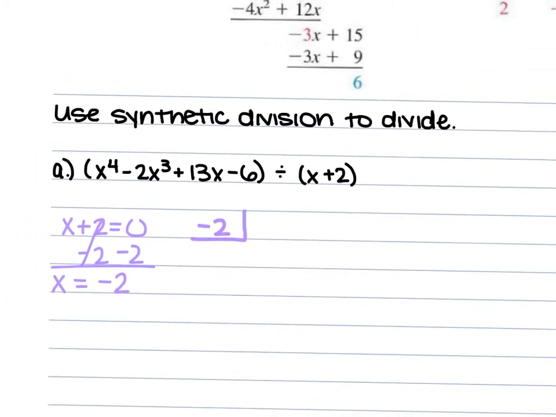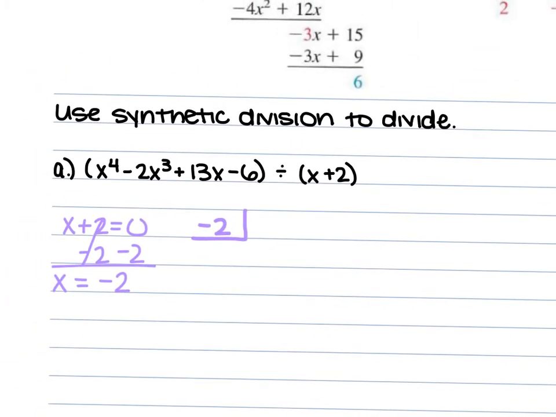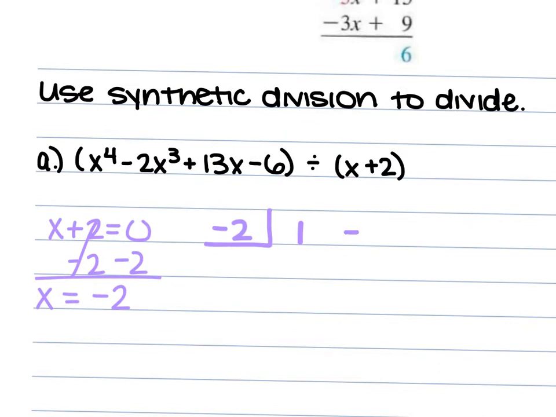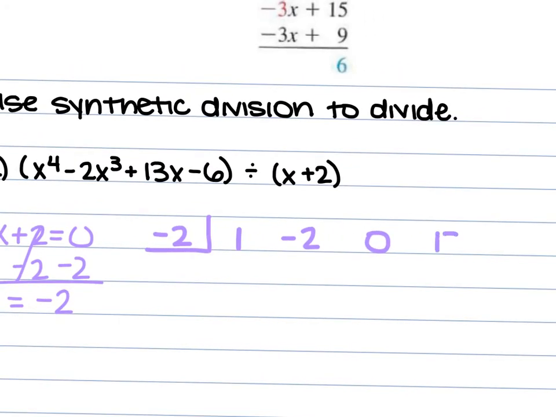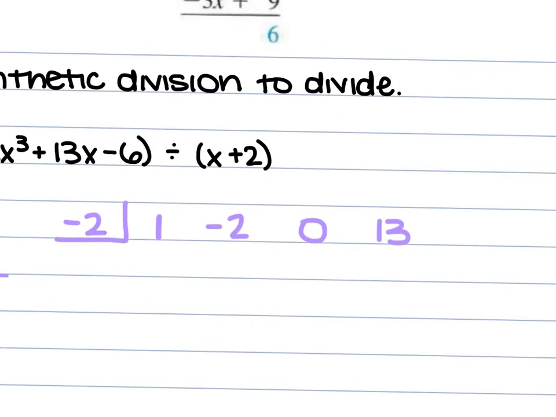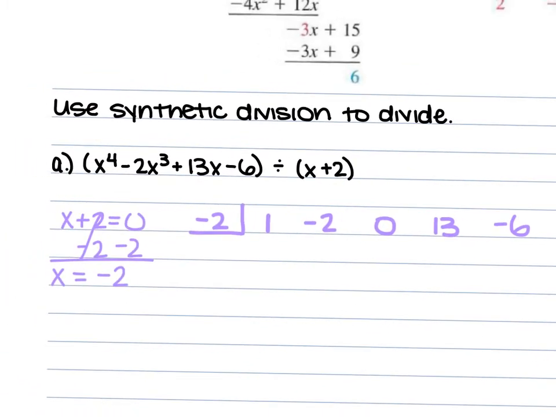You're going to take the coefficients to each term. Remember, when you're doing division, you want to represent each exponent from greatest to least. So if we look here, we have x to the 4th. The coefficient to that is 1. With the negative 2x cubed, the coefficient to that is negative 2. We don't have an x squared, so that's going to be a 0. And then we have an x, which is a 13. And then we have a constant, which is a negative 6. If you realize, those signs stay with those terms.